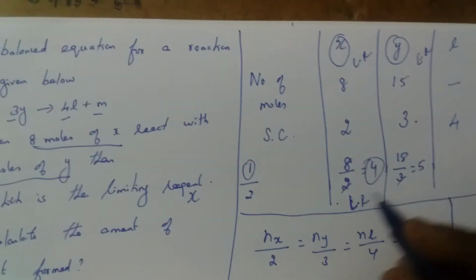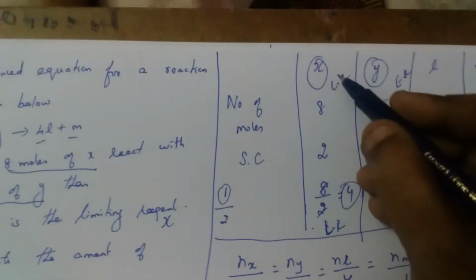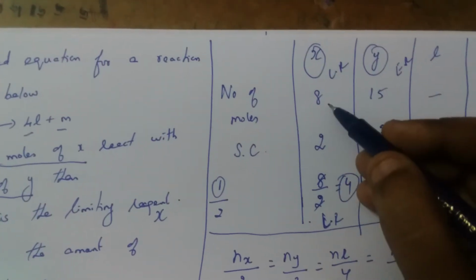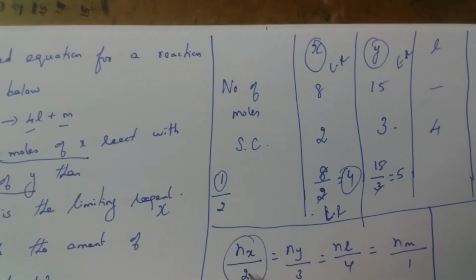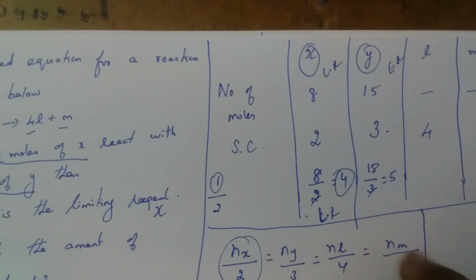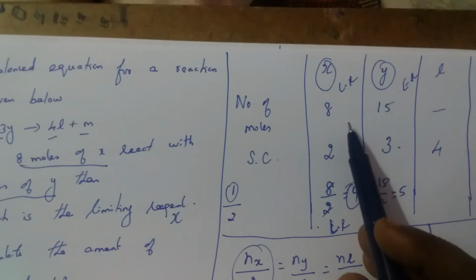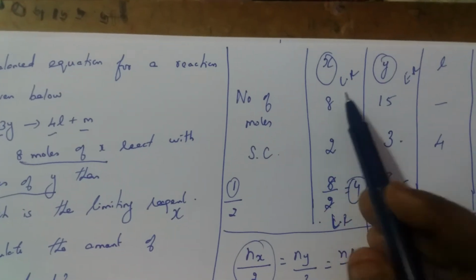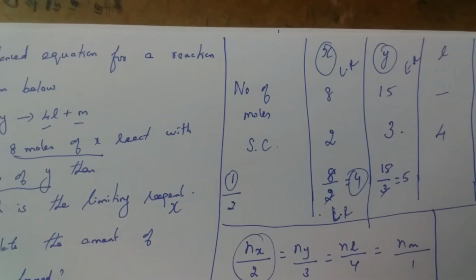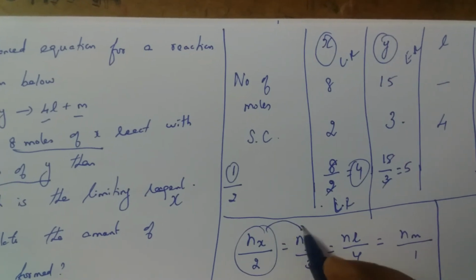Here, which one is the limiting reagent? X is the limiting reagent. Therefore, you have to fix this value and find the values for the other three. The number of moles of X is given as 8. Therefore, 8 divided by 2, you have to correlate these two first.